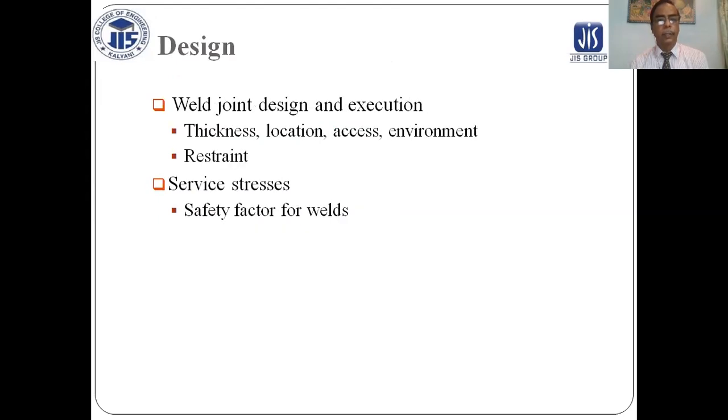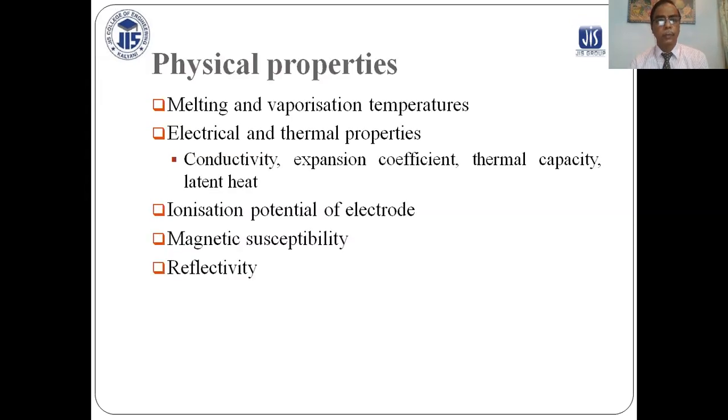Design: weld joint design and execution, thickness, location, access, environment, restraint, service stresses, safety factor for welds. Physical properties: melting and evaporation temperatures, electrical and thermal properties, conductivity, expansion coefficient, thermal capacity, latent heat, ionization potential of electrode, magnetic susceptibility, refractability are also factors.